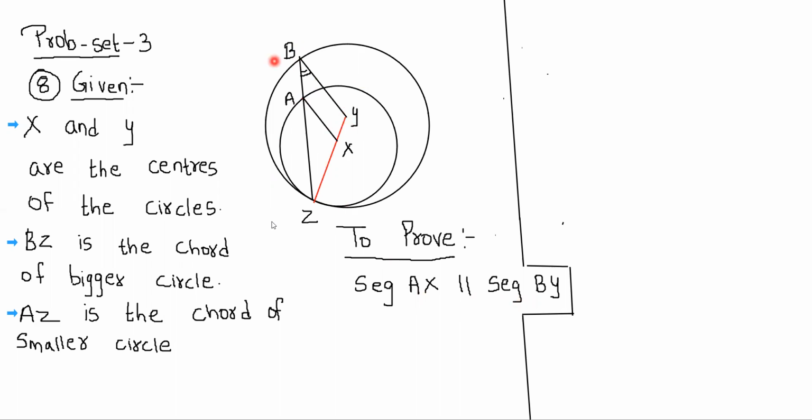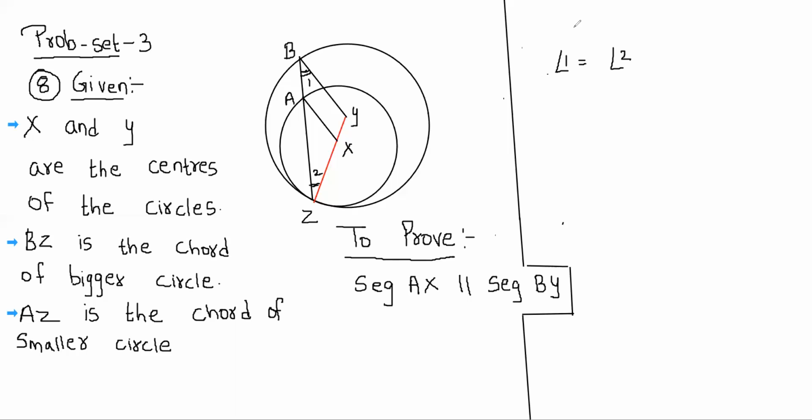In triangle YBZ, we can say that segment YB is equal to segment YZ, radii of the same circle. Hence, we can say that the two opposite angles are also equal. That means angle YBZ is equal to angle YZB. Suppose I write here angle 1 and angle 2, I can say that angle 1 is equal to angle 2, angles opposite to equal sides.